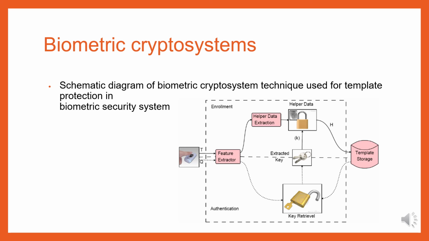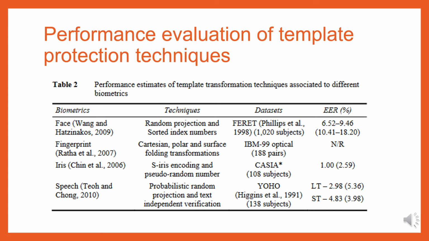The critical issue of biometric cryptosystem is the development of an optimal encryption technique that is capable of handling the intra-individual variability of the biometric data. That is, we have to devise an error-tolerant encryption technique for the implementation of biometric cryptosystem for robust identity verification. The performance of template protection techniques such as template transformation and biometric cryptosystem associated with different biometrics are shown in the below tables.